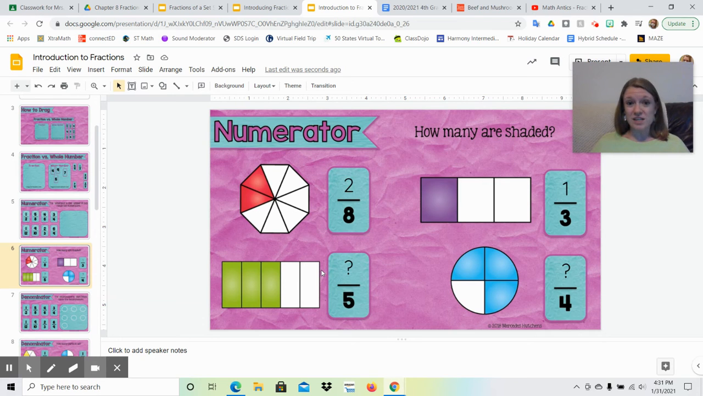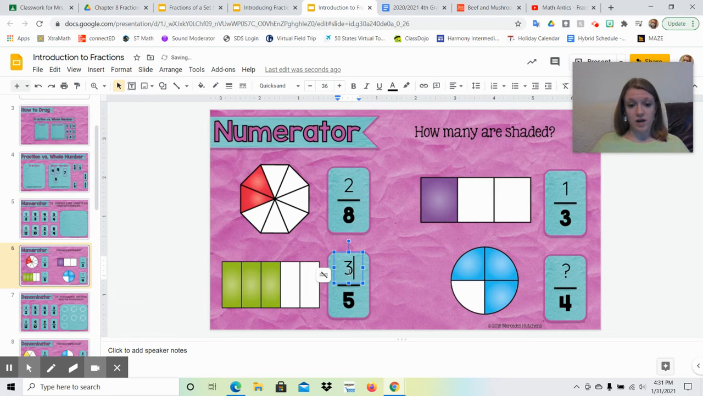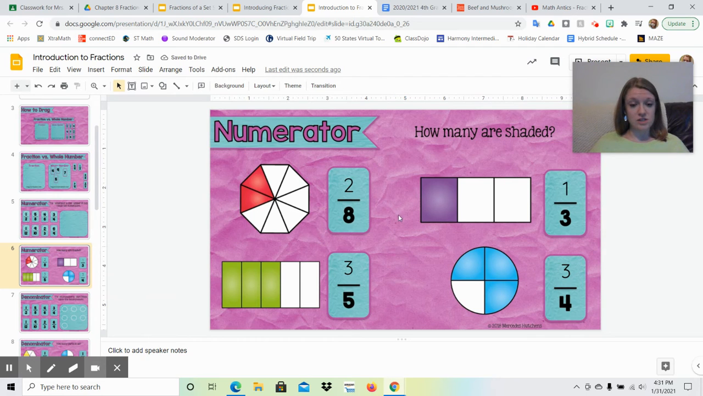That's also why it's not always a great idea to draw out fractions, because we're humans and it's very difficult to draw equal spaces. So there's only 3 of them that are shaded, so the numerator would be 3. Over here, there's 4 total sections in our circle, but 3 of them are shaded, so we will put 3. So all of these fractions would be read as 2/8, 3/5, 1/3, and 3/4.